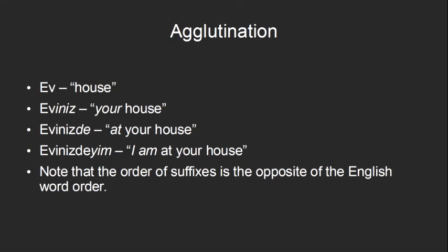Note that the order of the suffixes is the opposite of the English word order. While it's not a definite rule that Turkish suffixes occur in the opposite order to the English words, it is a good general guideline.